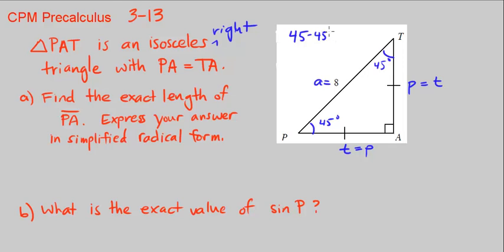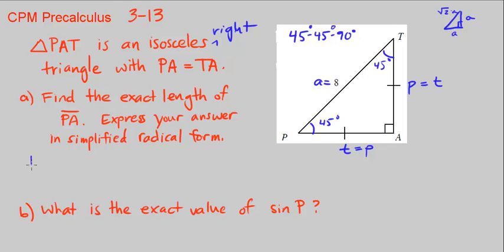It's a 45, 45, 90 degree triangle. A 45, 45, 90 degree right triangle we know has sides A, A, and this side right here is square root of 2 times A. So that is just a property of a 45, 45, 90 degree triangle. Well, instead of using that, I'm going to do a different way to find the exact side length of PA. If you want to use this method, you can, but I'm going to use Pythagorean theorem.